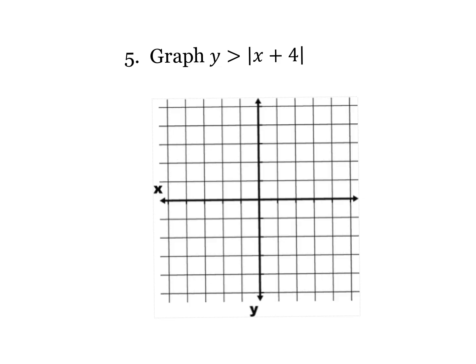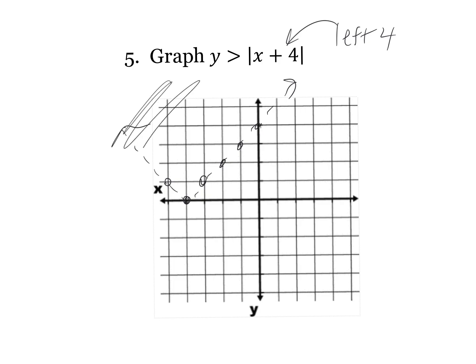Going now. Where are we going? The V is going left 4. We're going left 4, people. That's it. Left 4. Boom. And solid or dashed? Dashed. Above or below? Greater than, above. So we're going to shade here. And if you're like, well, is 0 greater than 4? No, I can't shade where 0, 0 is.